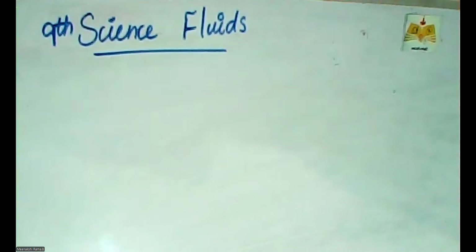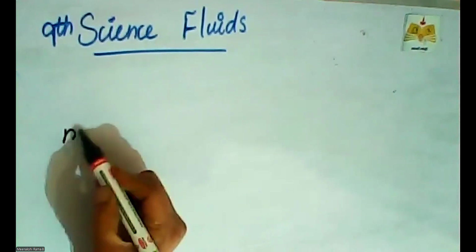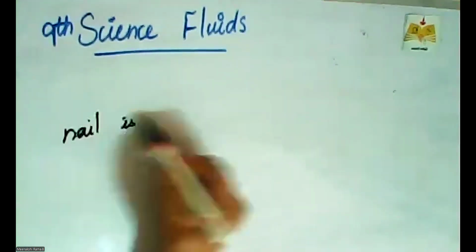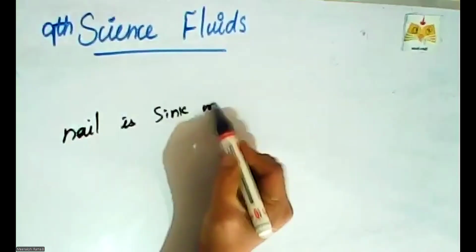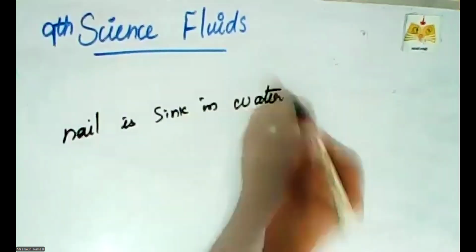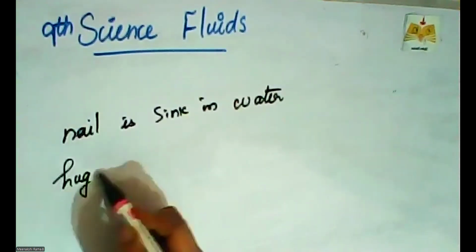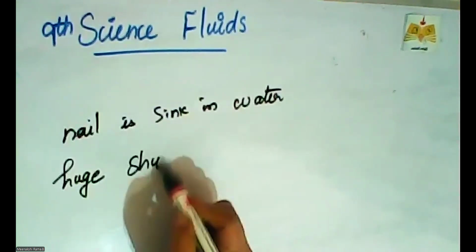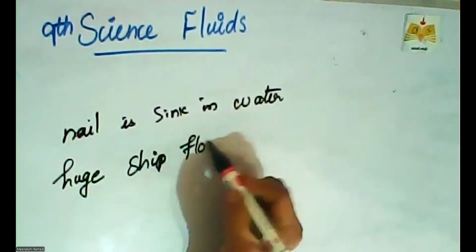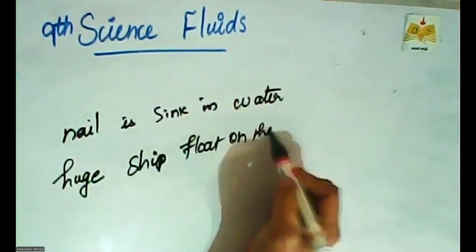A small nail sinks in water. This concept we all know about. Each and every such material sinks in water. The nail sinks in water, and the opposite of the nail, a huge ship of heavy mass, floats on the sea water.